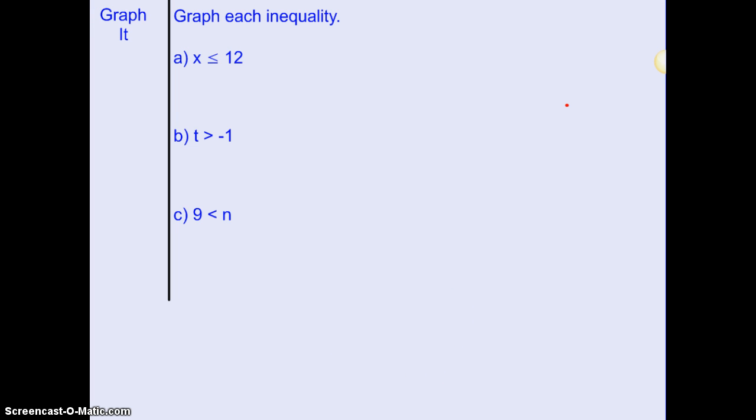So this says graph each inequality. Now, if you need to graph each inequality, look, all of a sudden some lines just showed up. Do you see how it's just one dimensional? X is less than or equal to 12. Because it's one dimensional, we just put a one dimensional line. Then I always add 2 or 3 things in. This says X is less than or equal to 12.